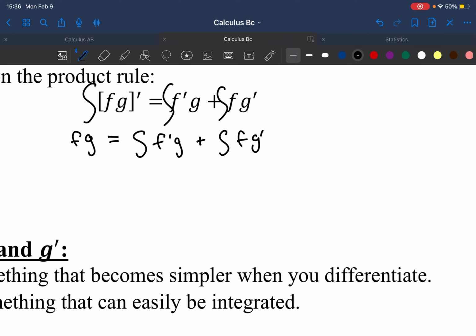Then I want to get f g prime by itself, so I would subtract the first integral over, so I have f g minus the integral of f prime g is equal to the integral of f g prime. And then notice if I was to put that integration in the front, and have this in the correct order, I would actually get my definition for integration by parts. So just a very short proof.